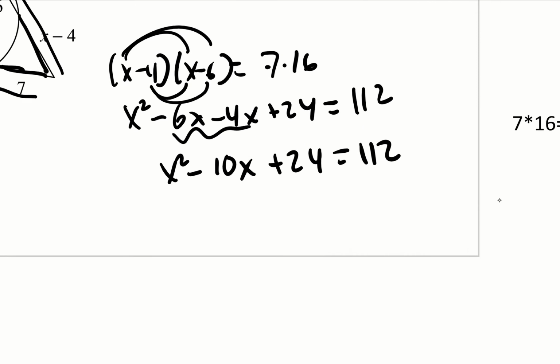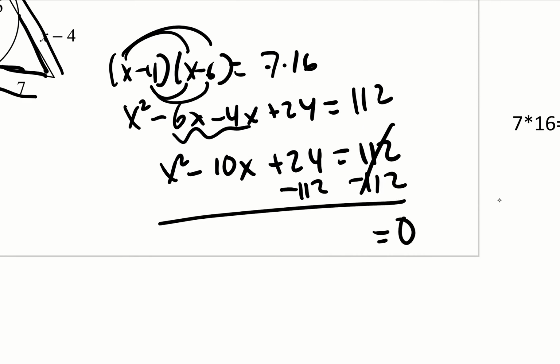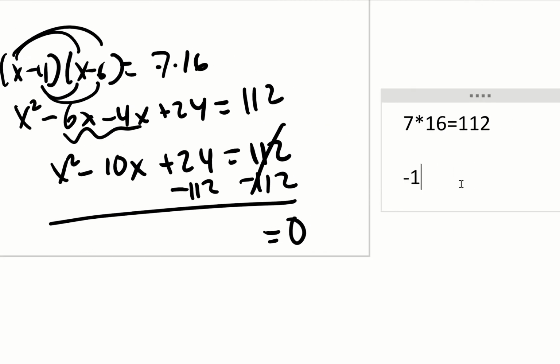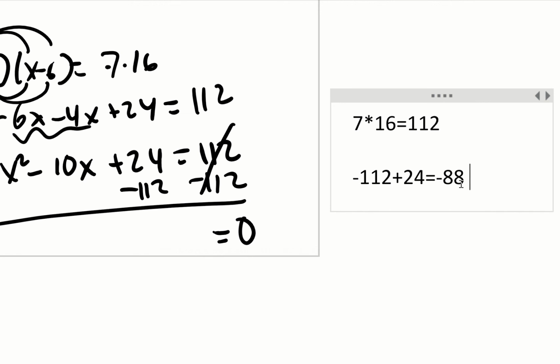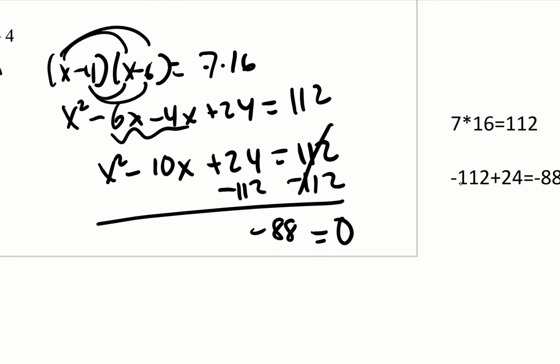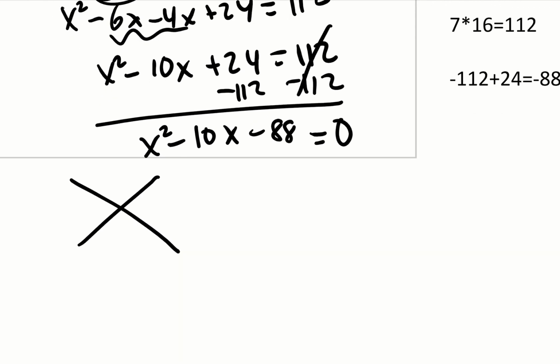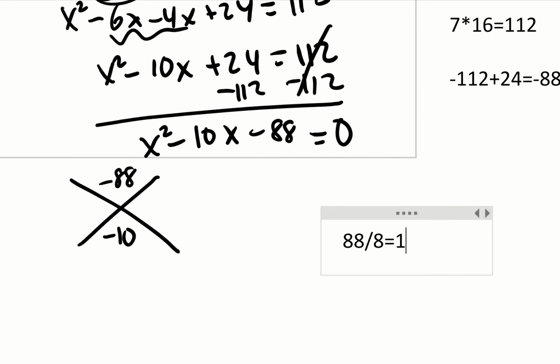And since it's quadratic, let's move this over to that side to make that 0. And so we got negative 112 plus 24, I'll just do this right here so I won't make any mistakes, is negative 88. And then we see if we could factor it. So factors of negative 88 that add up to negative 10. Let's see. 88 divided by 8 is 11. 88 divided by 2, no. 88 divided by 4, 4 and 22, no, we can't get negative 10 from that.